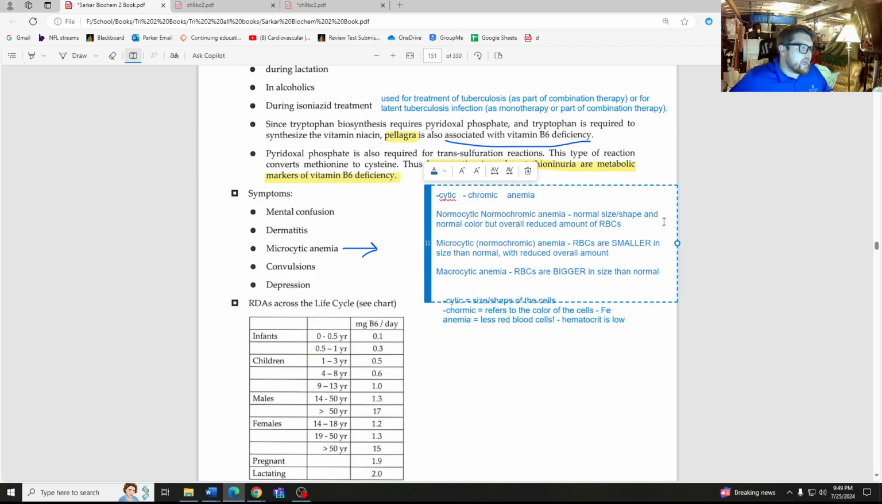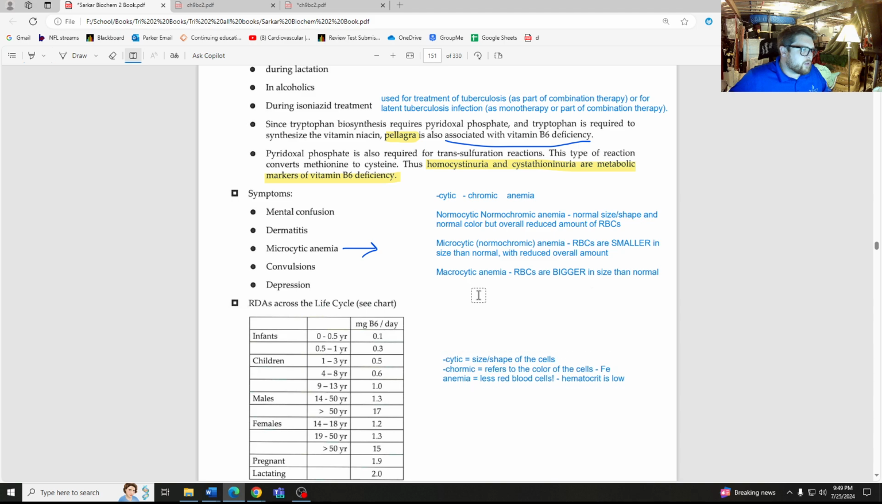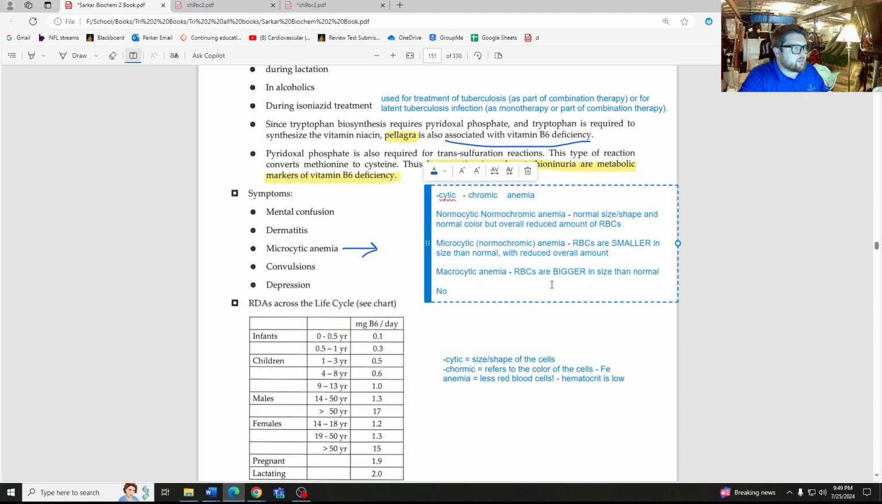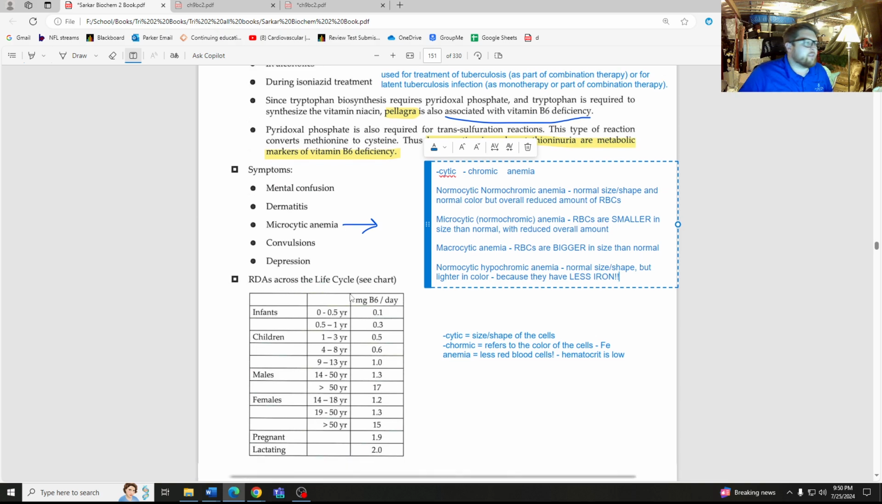And with chromic, you'll normally see some type of normocytic hypochromic anemia. The hypochromic means they're normal size and shape, but lighter in color because they have less iron. So something like iron deficiency will cause that. That's a rough overview of the anemias that you'll see. We'll talk a little bit more when we get to vitamin B9, vitamin B12.